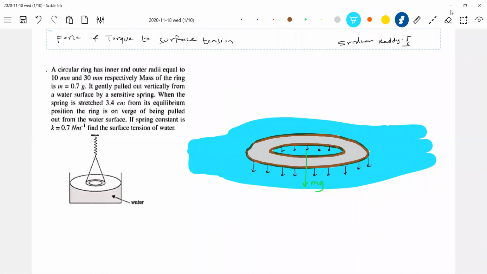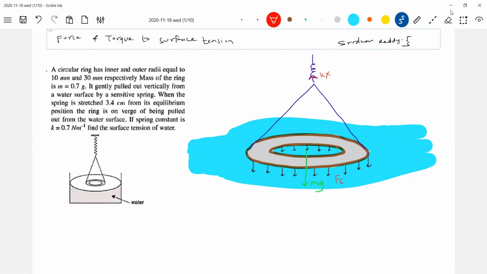Now after this, this is the spring. Here it will be elongated. So the spring will be elongated, so the spring force will act. The net force due to surface tension should be downward, no?